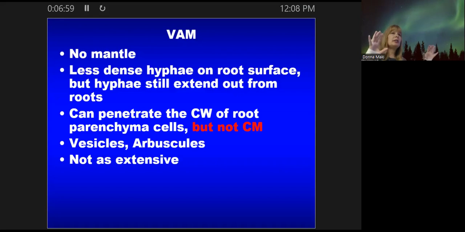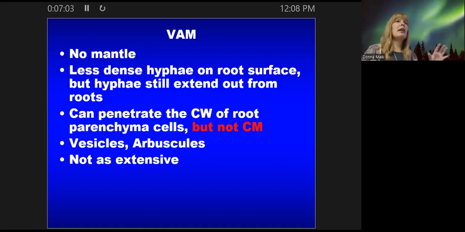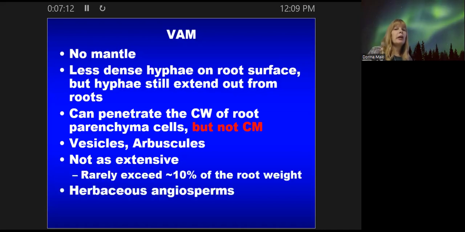So when you look at the root system of a plant that has VAM fungi associated with it, we say it's not as extensive in terms of the biomass. If you were to weigh the VAM fungi associated with that plant root system, it rarely exceeds 10% of the root weight. So much lighter growth of the fungal hyphae on the root.